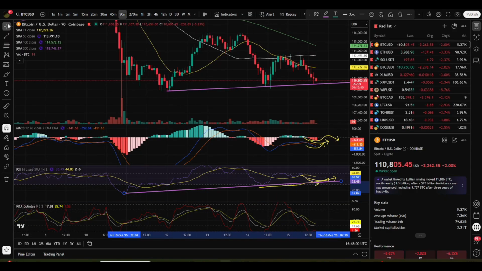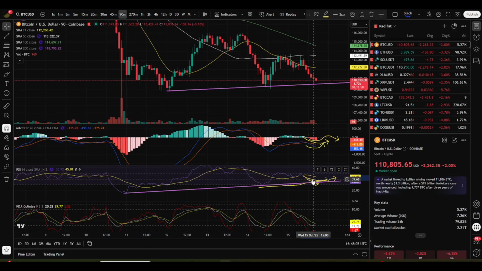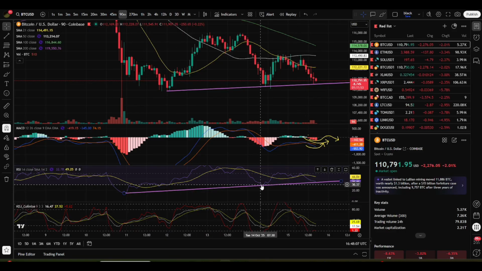Okay. It's a bit messy there with those yellow lines. If we remove the yellow lines, you can see this is a trend line. This is how it happens. It could break down a little bit through that trend line, but that is a trend line.